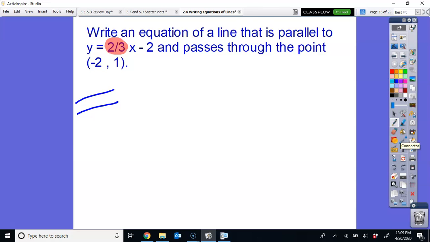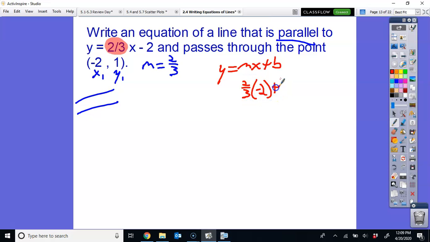After you've tried it now, my m, like I said, is 2/3. That's my slope. Because it's parallel, it has to have the same slope. That's what that means. And it passes through this point, -2, 1. So my m and my, I don't have my b, do I? So I use my equation again to find it. That y equals mx plus b. I plug in my m is 2/3. I plug in my x value. I plug in my y value. And then I find what b is.